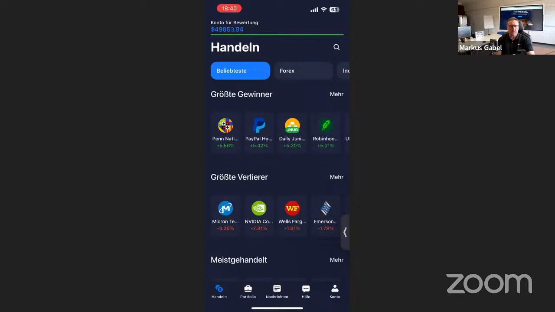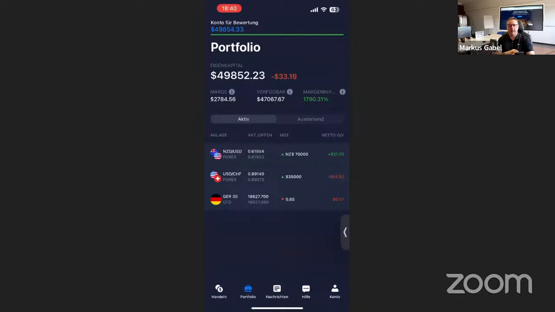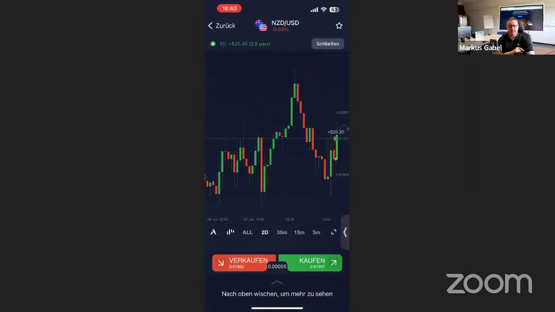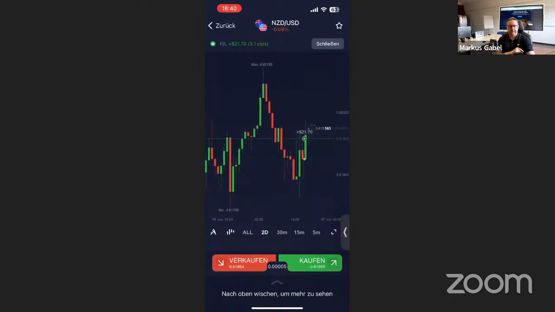So now you can see, you can trade. You see your portfolio, for example. You see the capital and you see the trades. So let's go to a trade, for example. And here now you see the chart. So now you can open the chart, and you see everything is basically there.